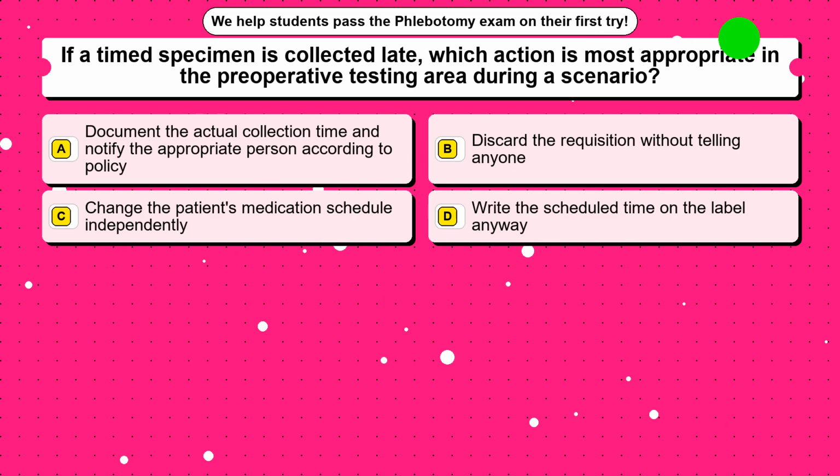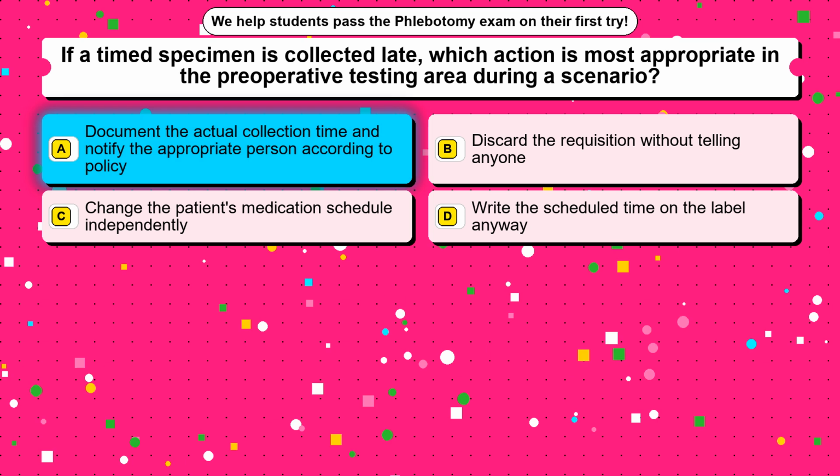Question 85. If a timed specimen is collected late, which action is most appropriate in the preoperative testing area during a scenario? Option A. Document the actual collection time and notify the appropriate person according to policy. Option B. Discard the requisition without telling anyone. Option C. Change the patient's medication schedule independently. Option D. Write the scheduled time on the label anyway. The correct answer is option A.